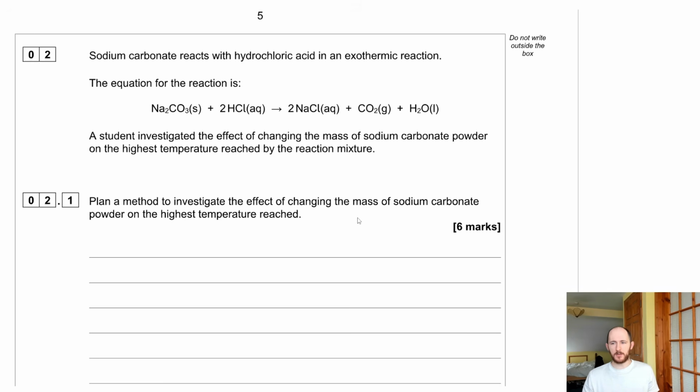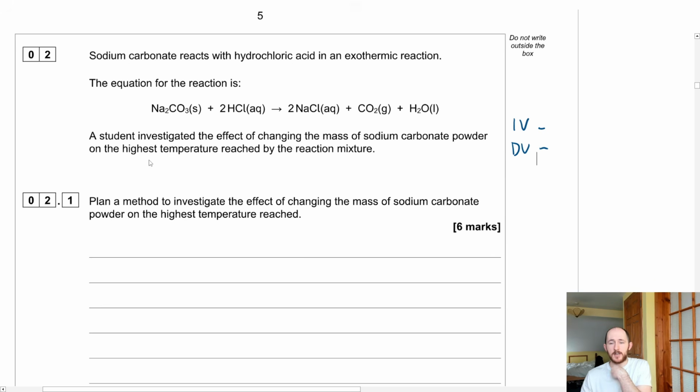However, let's go through it. This will help you if you want to do A-level biochem or physics as well, by the way. When you're planning an investigation, the things that you really need to be aware of are your independent variable and your dependent variable. Those are the two really key things. The dependent variable is the thing you're going to measure, and the independent variable is the thing that you're changing. So, investigating the effect of changing the mass on the highest temperature reached.